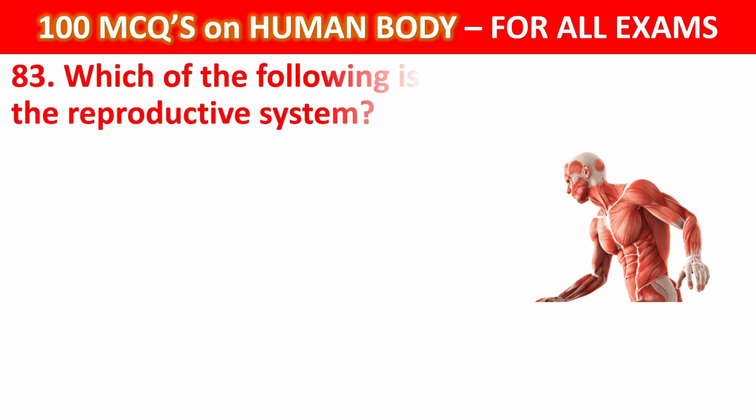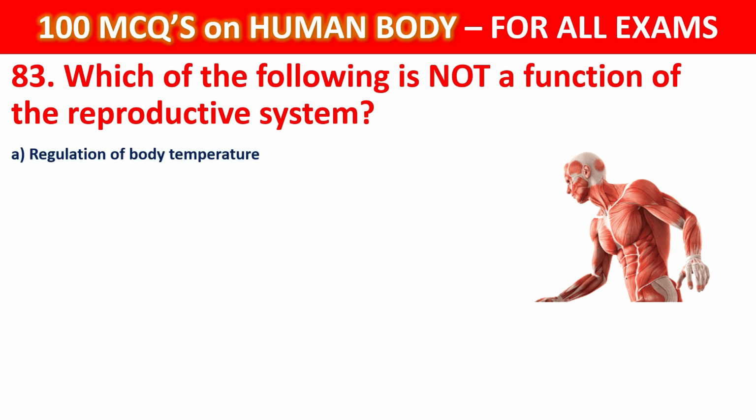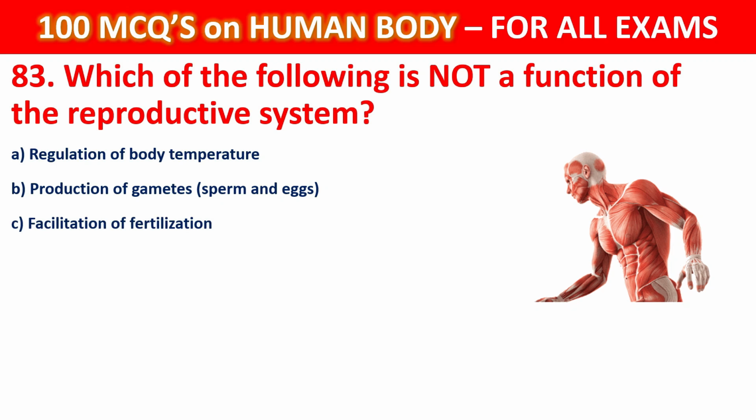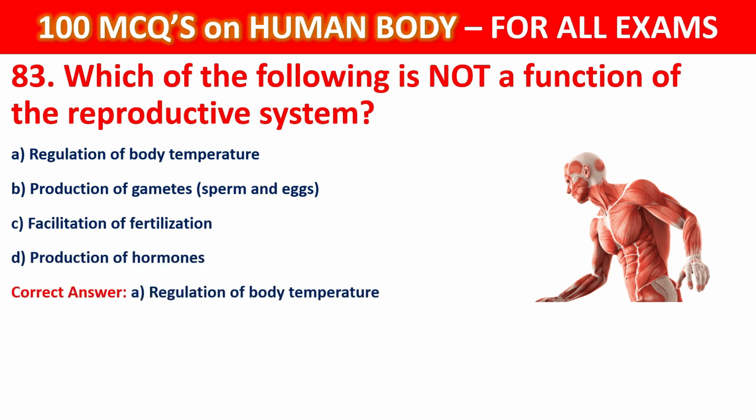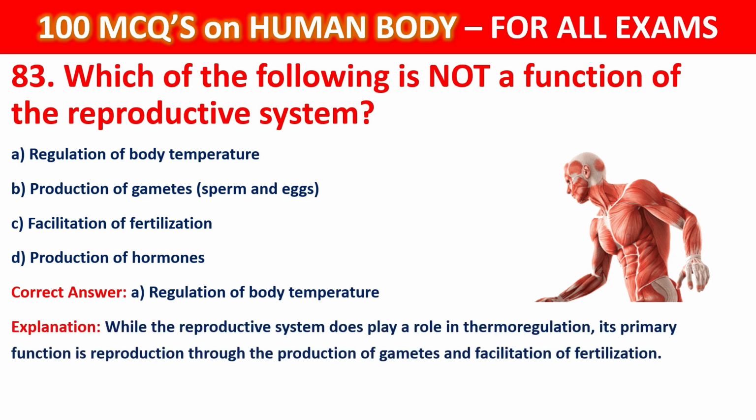Question number 83. Which of the following is not a function of reproductive system? Your options are regulation of body temperature, production of gametes, sperms and eggs, facilitation of fertilization, or production of hormones. The correct answer is A, that is regulation of body temperature. While the reproductive system does play a role in thermoregulation, its primary function is reproduction through the production of gametes and facilitation of fertilization.